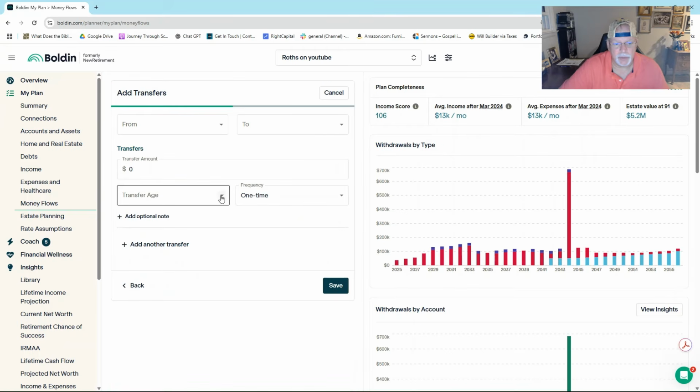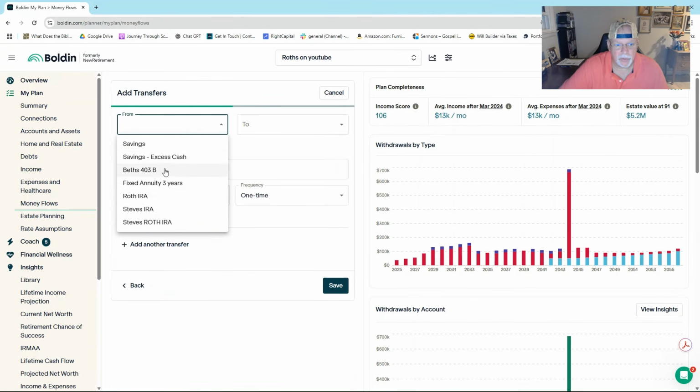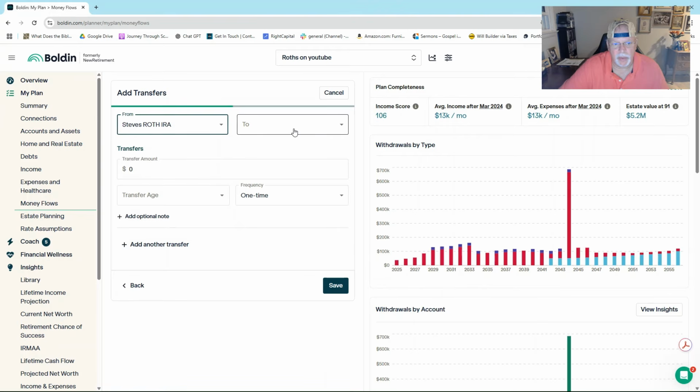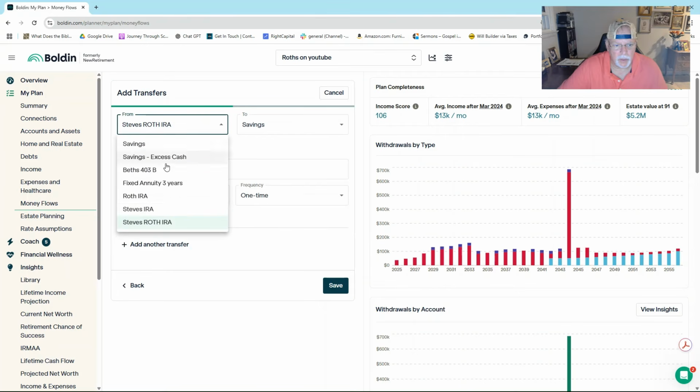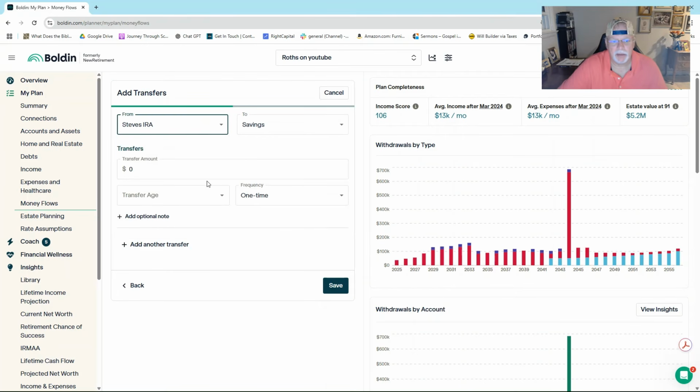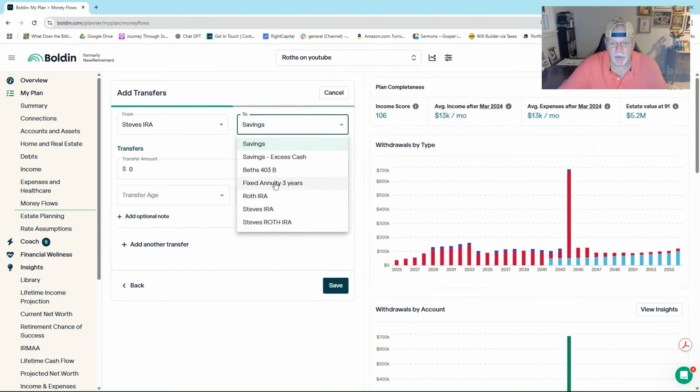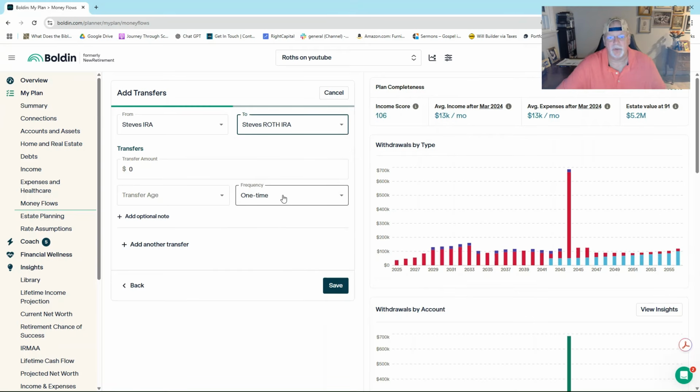So it's going to be over 2 years. So it's going to come from my Roth since I know I'll have enough in there. It's going to go to savings, right? Oh, no, no, no, no, no. I'm sorry. That's wrong. It's going to go from my IRA because that's taxed. And then it's going to go into my Roth IRA. So for 2 years, I'm going to be putting money away. And then for 4 years, I'm going to be withdrawing it.